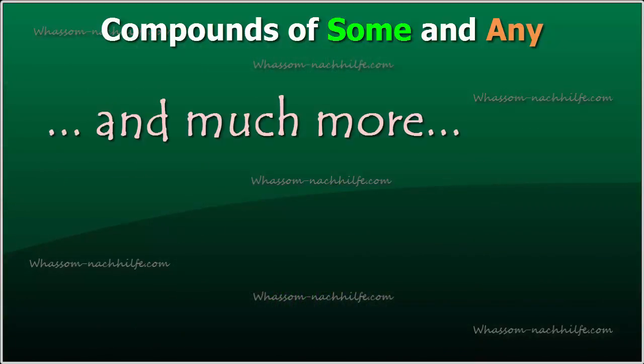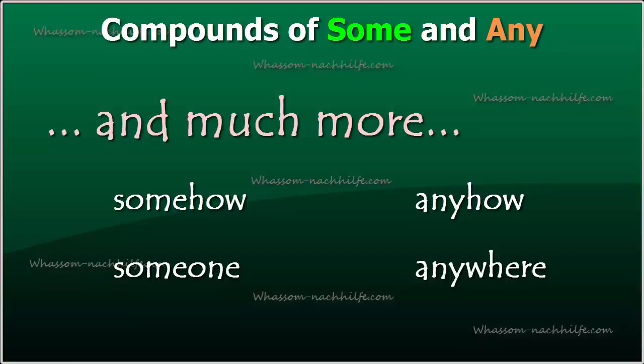Of course, there are some other compounds of some and any which are used with the same consideration as for some and any. For example, somehow, anyhow, someone, anywhere. We had somewhere already. And well, sure, if you find more than that, try to understand the meaning, and they are probably going to go the same way as for some and any.